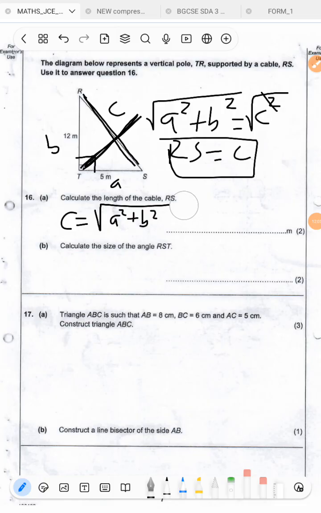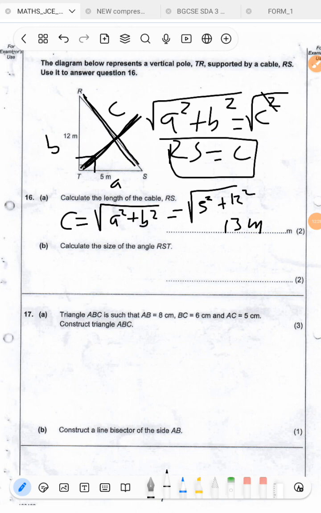Let's just remove this. Okay, which is going to be equal to, what is a? A is 5 squared plus b is 12 squared, and then you punch that into the calculator, you should be able to get the answer. Okay, so it's going to be 13 meters.